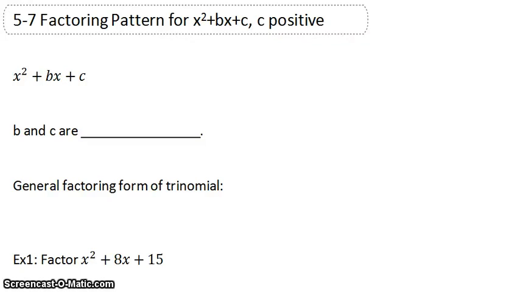Okay, so we're going on to 5-7, kind of out of order. But the reason for this is because for the next several sections in 5, we're going to be doing a lot of factoring. I decided to do it in this order because I think this is the best way to learn the different kinds of factoring. Now, we started factoring by taking out the GCF.